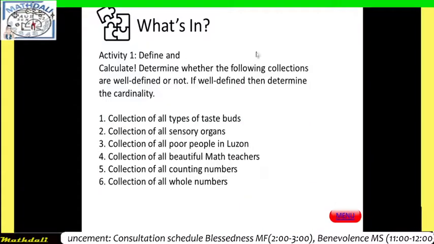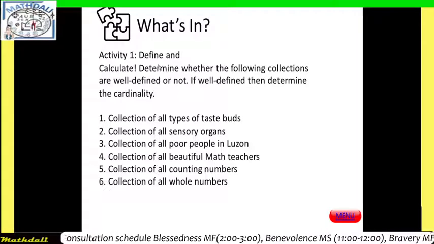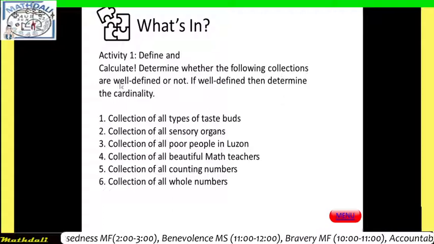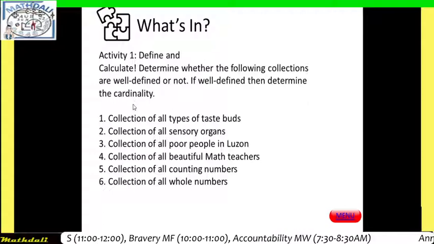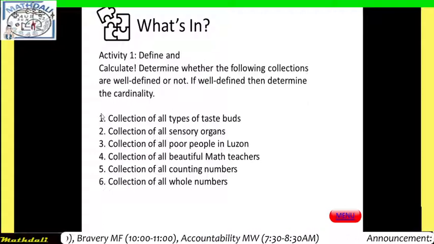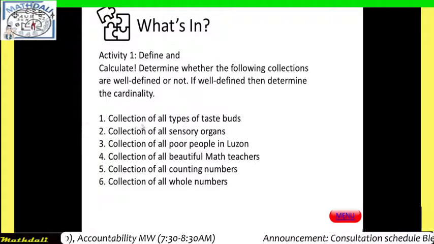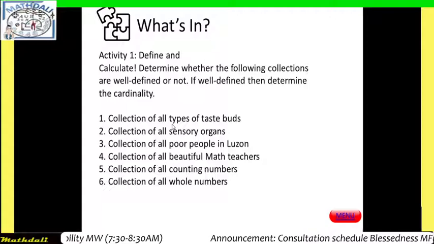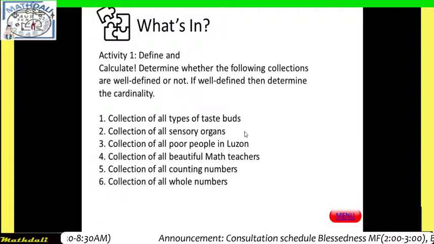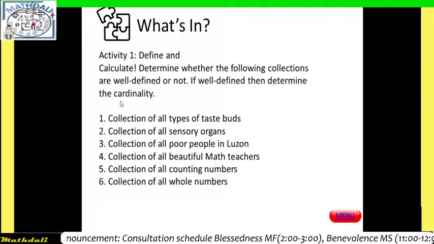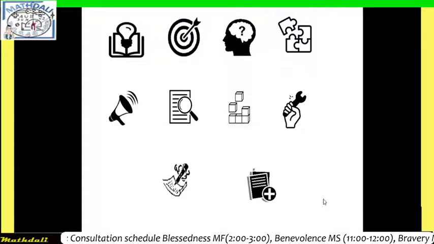Then let us have this activity. Define and calculate. Determine whether the following collections are well-defined or not. If well-defined, determine the cardinality. So, in my first video, diniscuss ko sa inyo yung pagkakaiba ng well-defined at saka not well-defined. I-identify lang ninyo to kung yan ay well-defined. Kung yan ay well-defined, ilang element meron. Yun yung sa cardinality. Okay, next.